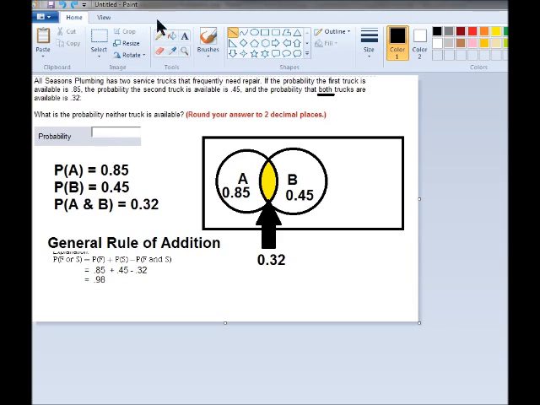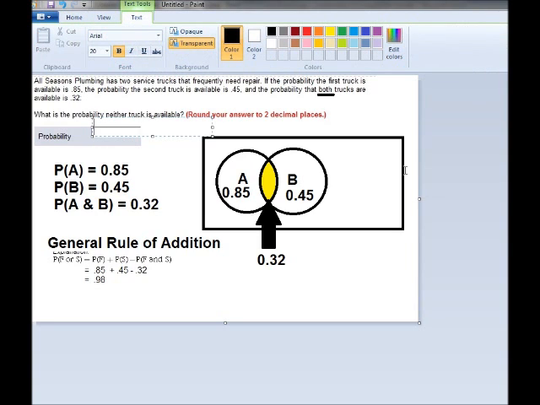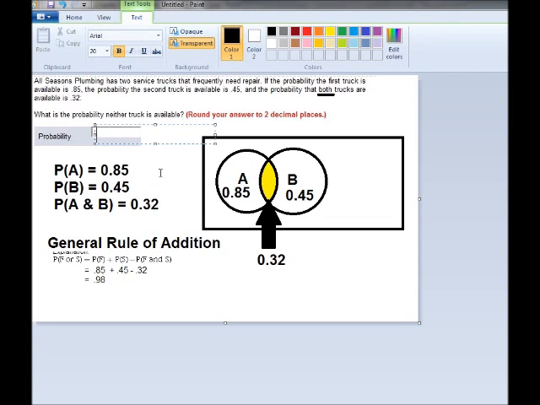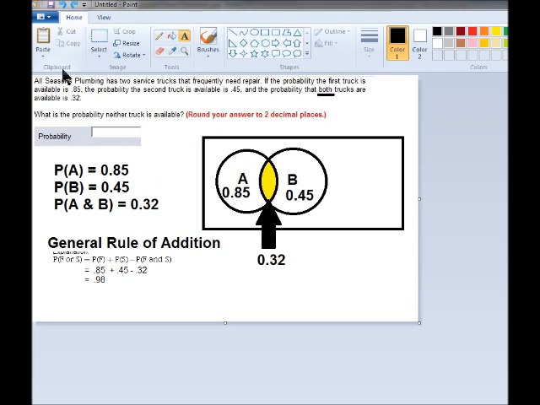So maybe you came up here to this probability box and you typed in 0.98, and the system said, even if I had typed it correctly, that is wrong, and the system is correct because they didn't ask the probability of one or the other truck being available. They asked the probability that neither this one nor that one. It's kind of the opposite of an either or.